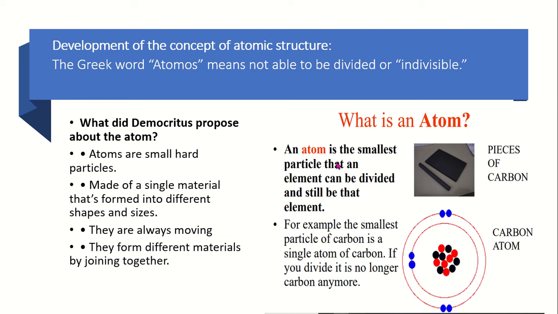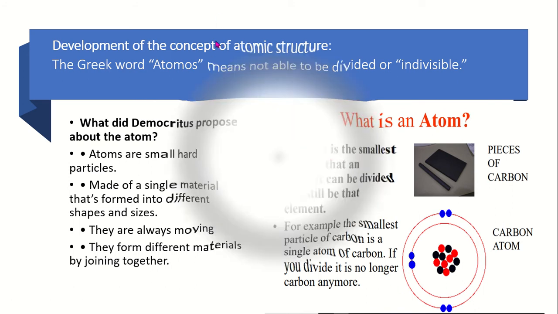So what is an atom? An atom is the smallest particle into which an element can be divided and still be that element. Here is a piece of iron, carbon, and here the atomic structure of the carbon atom. Now let's learn about the atomic models given by Thomson and Rutherford.